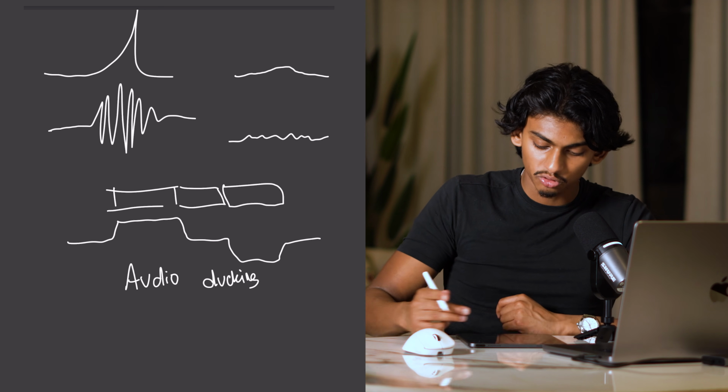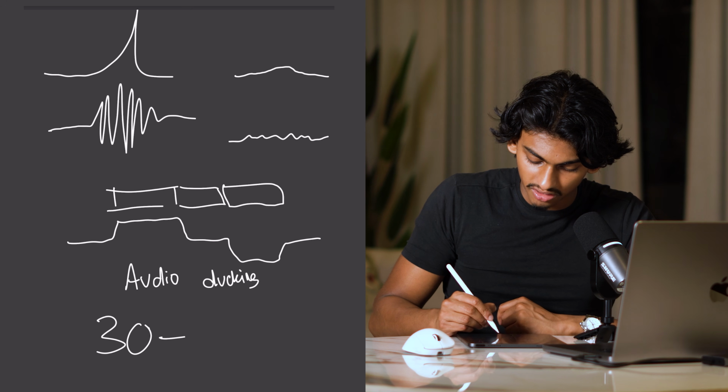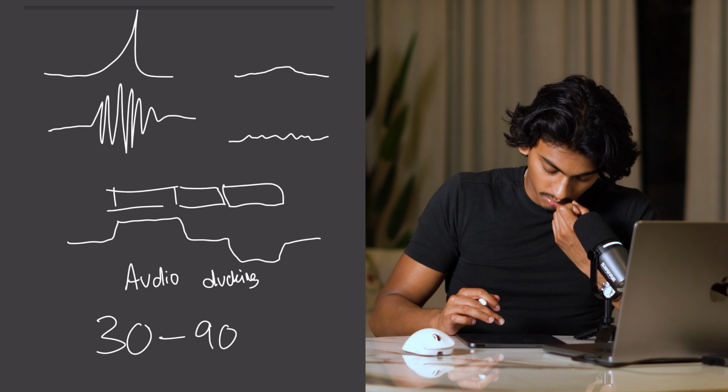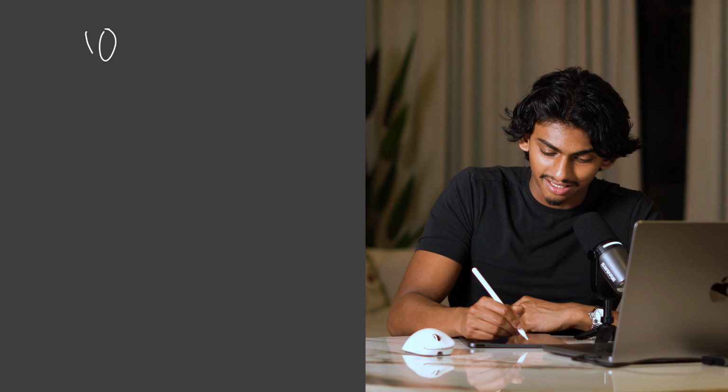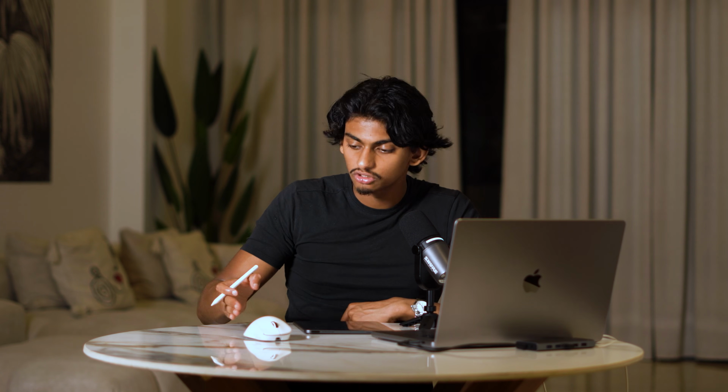And in terms of switching music, I recommend every sort of like 30 to 90 seconds. But more realistically, I'm doing it every sort of 10 to 60 seconds. This just means that every single time there's an emotion change or a switch in the story, we have a new music to accommodate for that change.